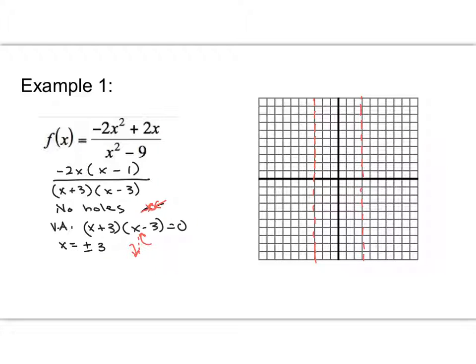Okay, so now let's look at horizontal asymptotes. You can see here that the degree of my denominator is 2, and the highest degree in my numerator is also 2. So the degree of the denominator equals the degree of my numerator. That means that I have a horizontal asymptote at -2 over 1 because -2 is the leading coefficient in the numerator, and there's an invisible 1 in front of x squared. So my horizontal asymptote is at y equals -2. I'm going to go ahead and draw that in.